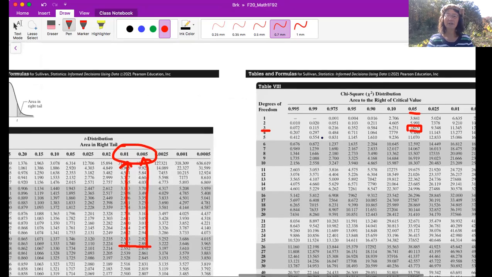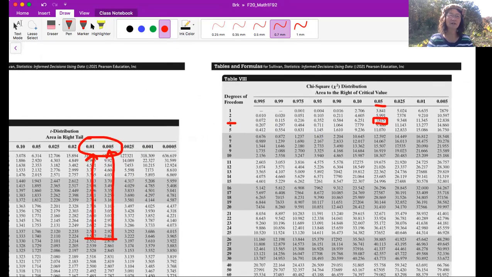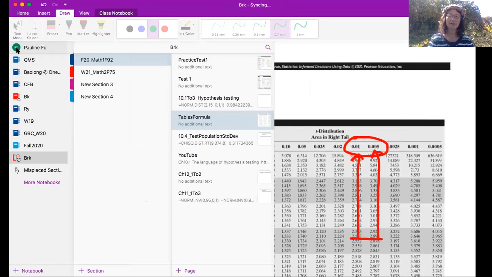When you use the table, alpha 0.05, degree of freedom is 2. So this is the chi-square distribution. Locate degree of freedom 2, then locate alpha. The intersection of 2 with this alpha is this number, 5.991. So this is the table method.